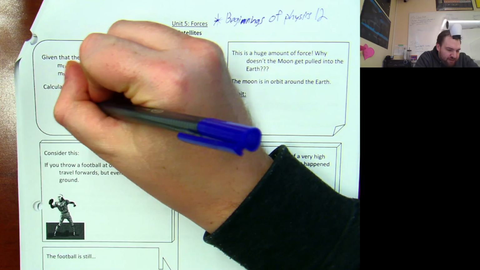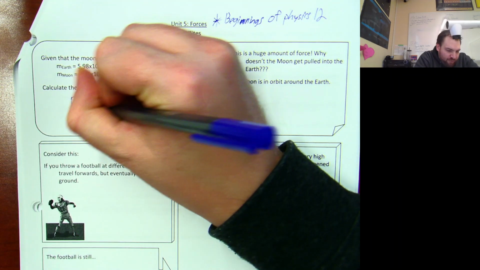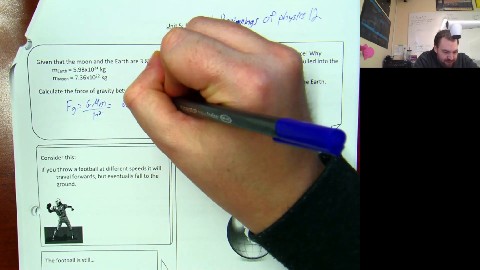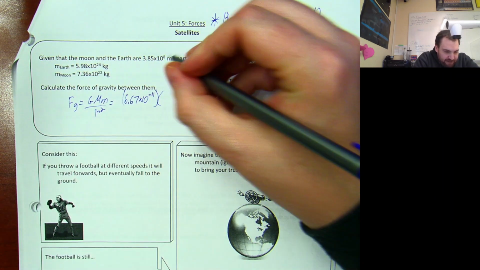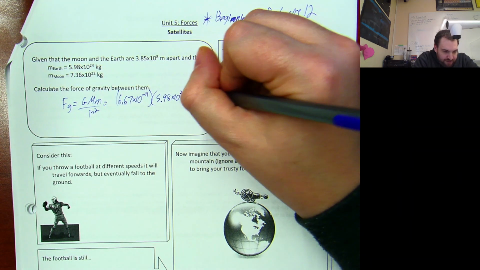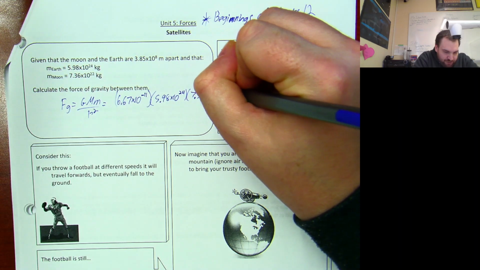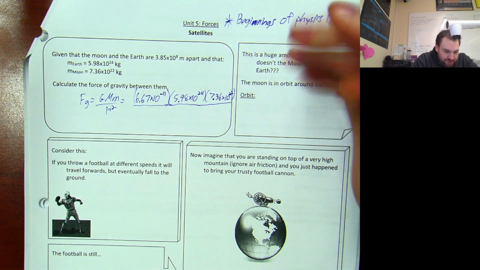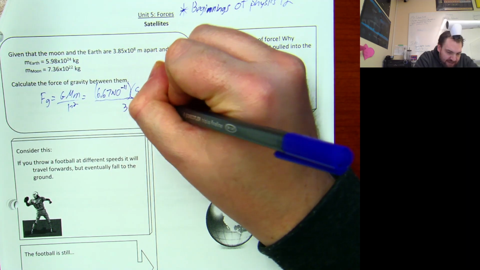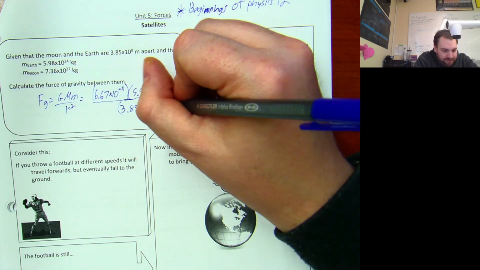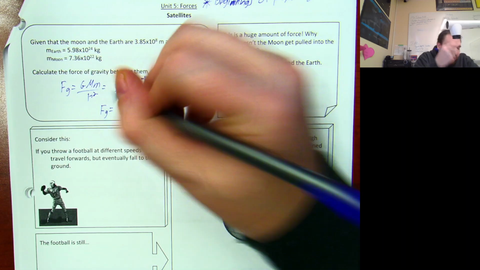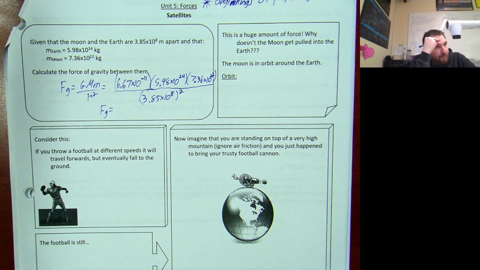So let's do it. Fg equals big G, big M, little m over r squared. So G is going to be 6.67 times 10 to the negative 11. The mass of the Earth is 5.98 times 10 to the 24. The mass of the Moon is 7.36 times 10 to the 22. And the distance between them, we're just going to use that value of 3.85 times 10 to the 8 meters. So 385 million meters. I want to make sure we square that. What's the force of gravity between those two objects?